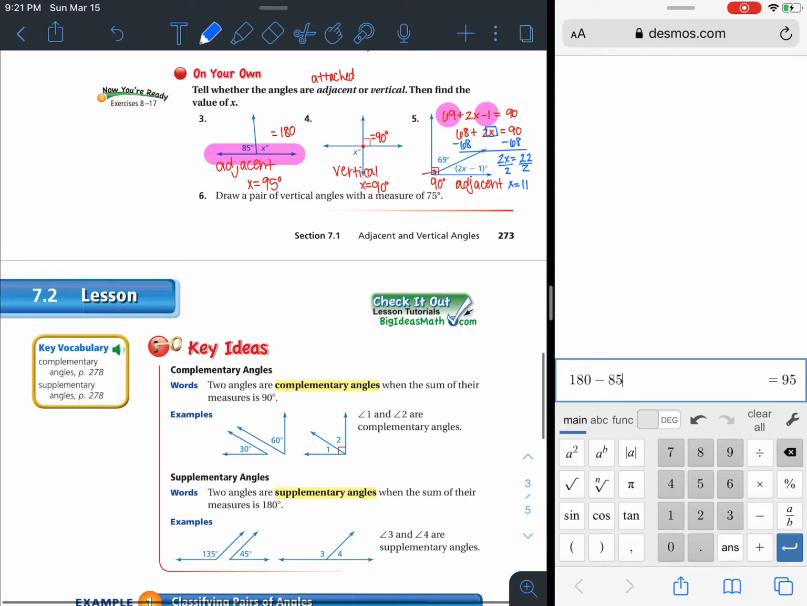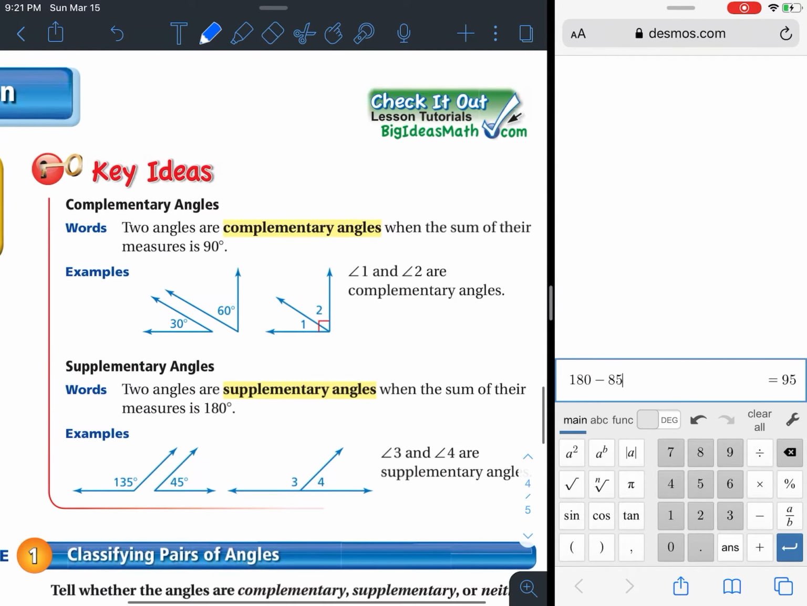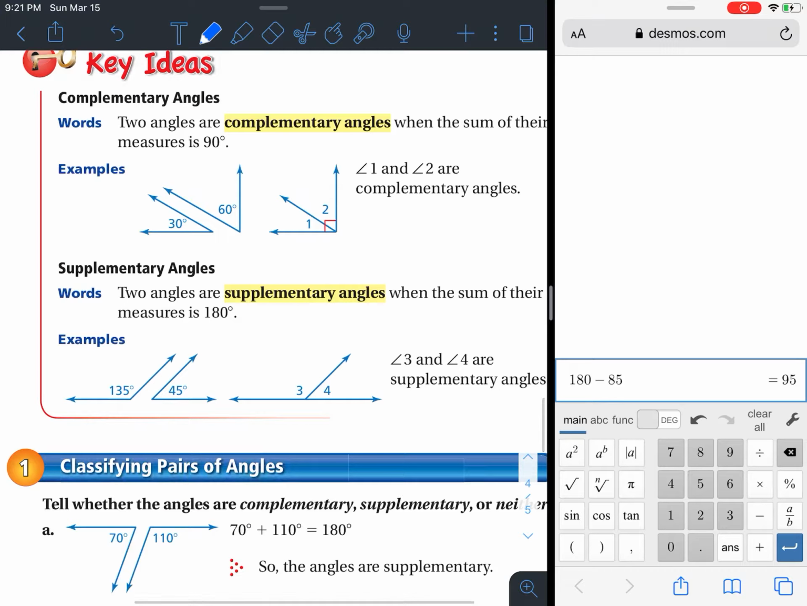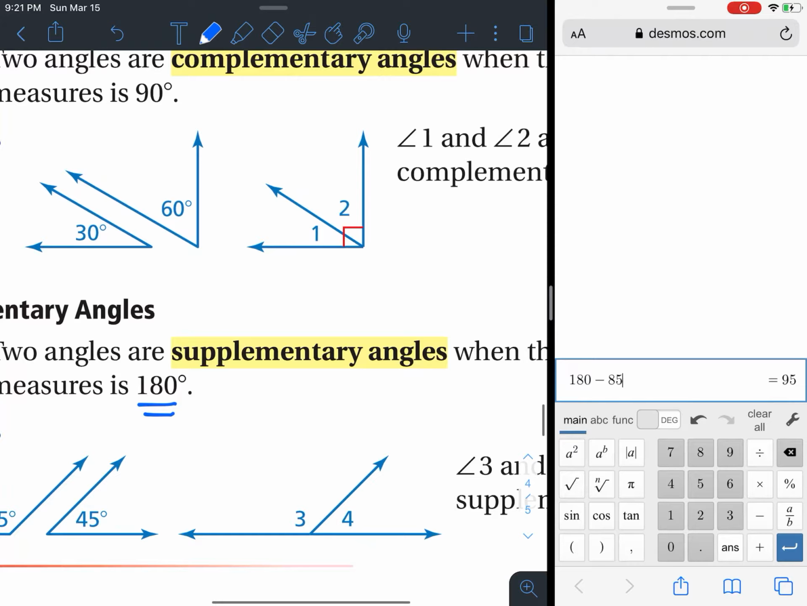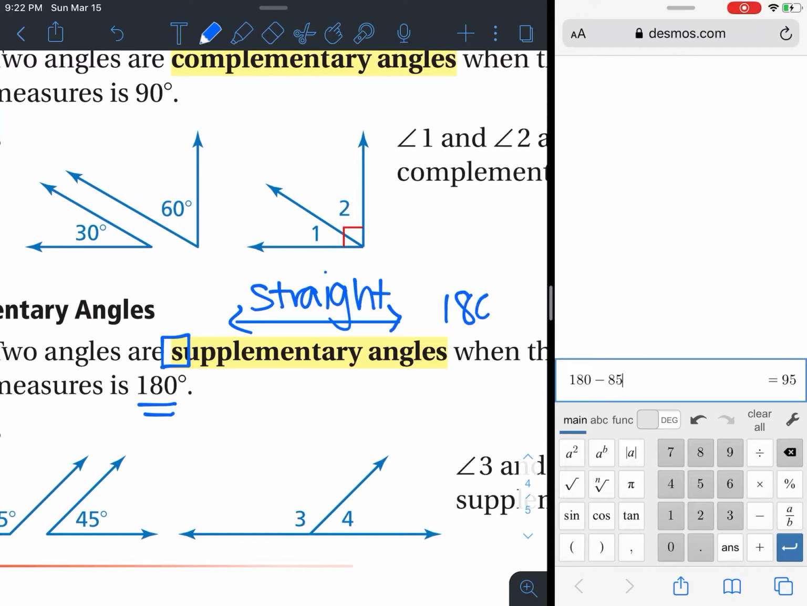All right, moving on. We've got two more angle types. The first one is complementary. That means they equal 90 degrees. You can see in the example they don't have to be adjacent. They don't have to be attached. They still equal 90 together. And then supplementary means they equal 180, so they form a straight line. Think about complementary, it starts with a C, like corner. So it forms 90 degrees. Supplementary starts with S, like a straight line, which would be 180 degrees.